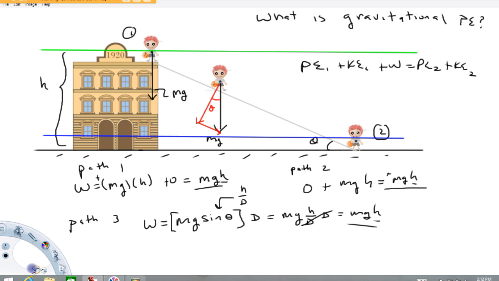Again, the purpose of this video is just to help the viewer understand why we can define a potential energy term for gravity, and that's because the work done by gravity is the same as this young lad starts at green, ends at blue. And a big part of why we can do that is because the work done by gravity is not path dependent. So gravity is an example of what's called a conservative force.